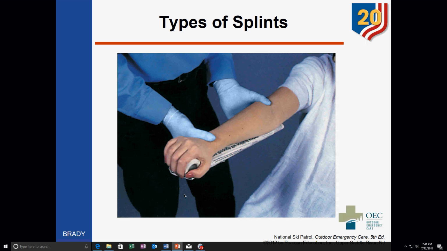When you wrap this, you'll notice that you're going to leave a little area clear where you can check cap refill up here, and you can also check a pulse here. You don't want to bind it all up and look like a mummy, and then you don't know if you've compromised their CMS.